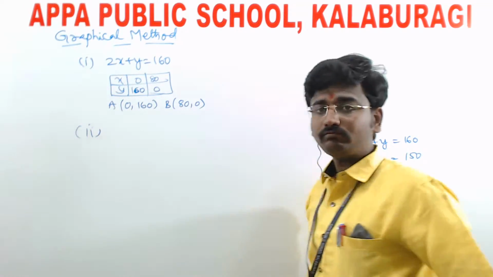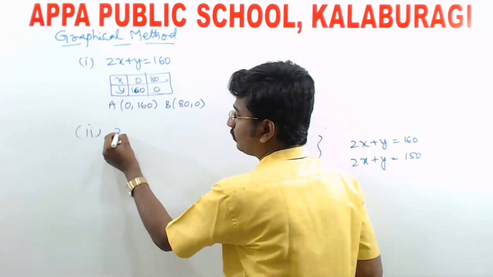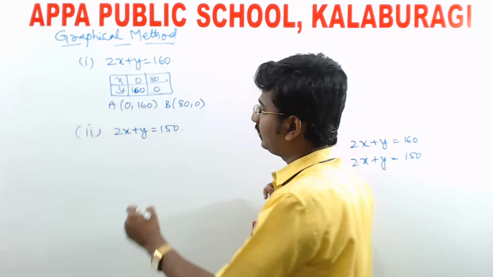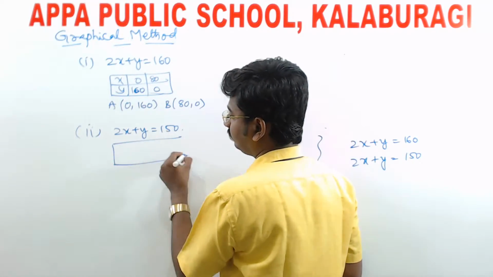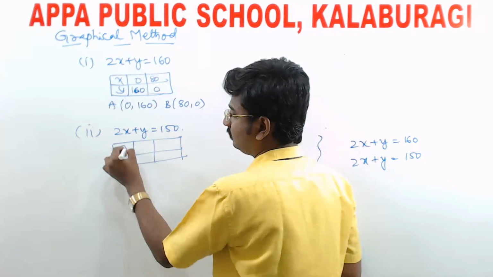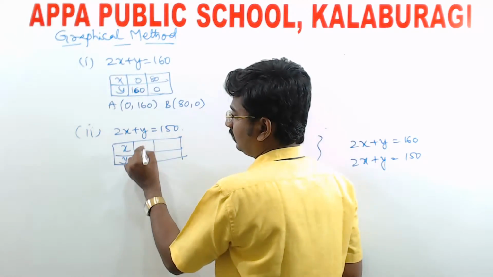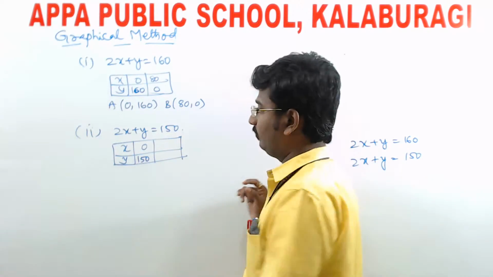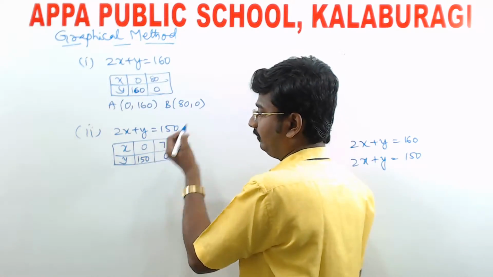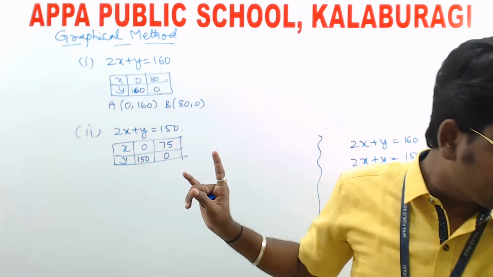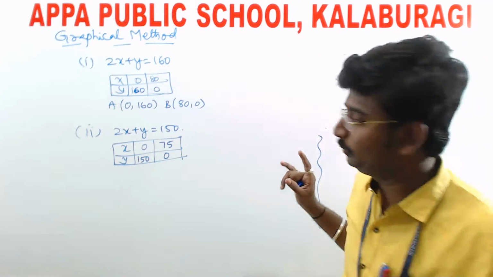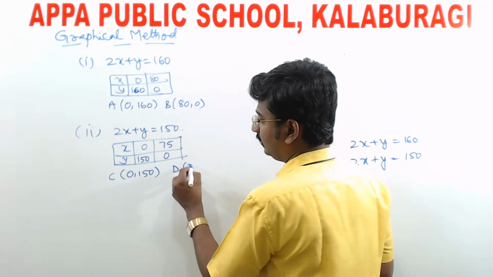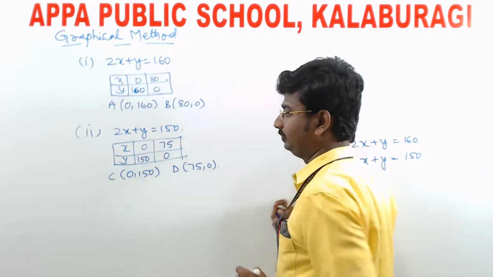Second one, equation is 2x plus y equal to 150. Again when x is 0, y becomes 150. When y is 0, x will be 75, I guess. Am I right? Yes, very good. C is (0, 150), D is (75, 0).